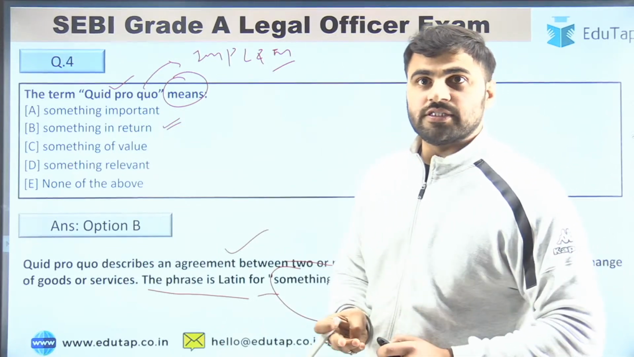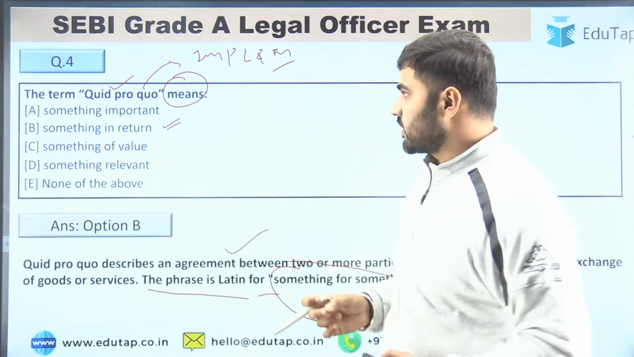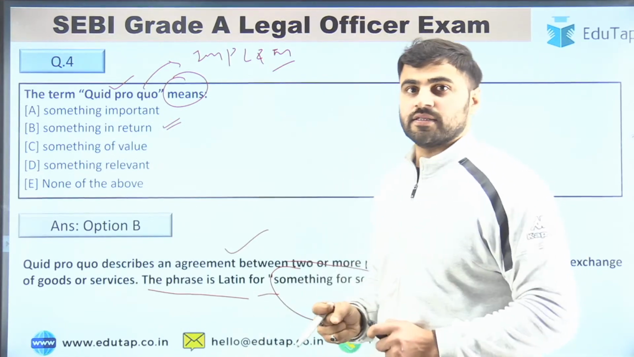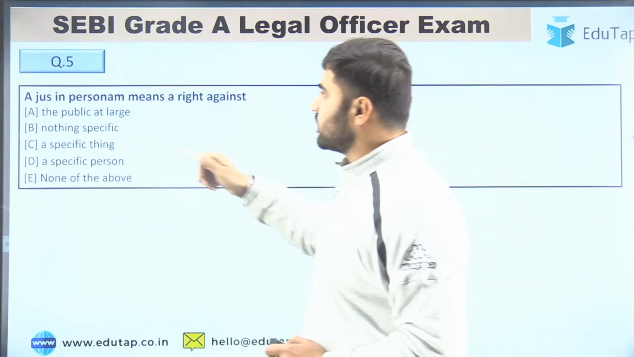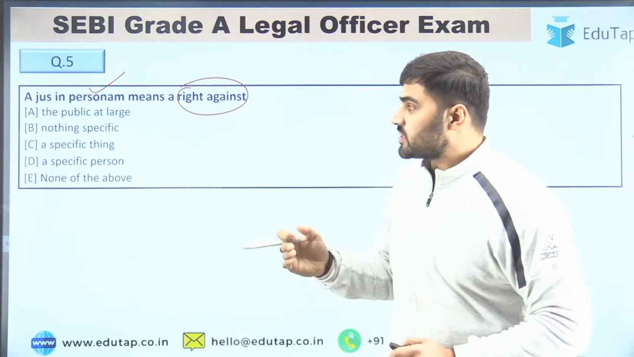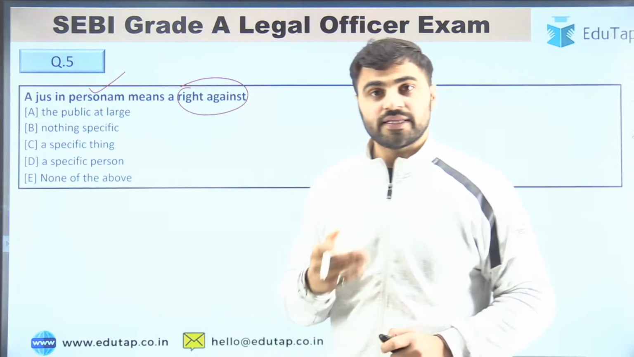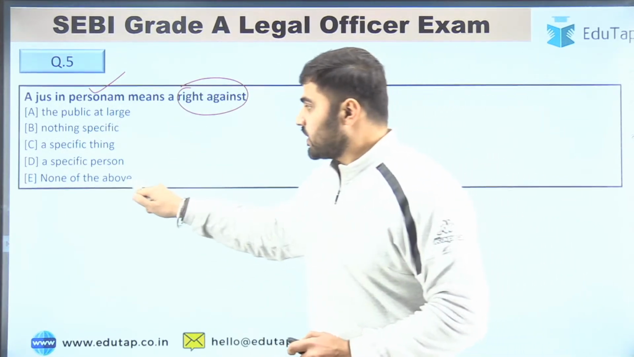Simran is saying option B, Divya is saying B, Paras is great, right? So you all have made the question right. Now let's move to question number 5. Question number 5 is: jus in personam means a right against. Your options are: the public at large, nothing specific, a specific thing, a specific person, or none of the above.